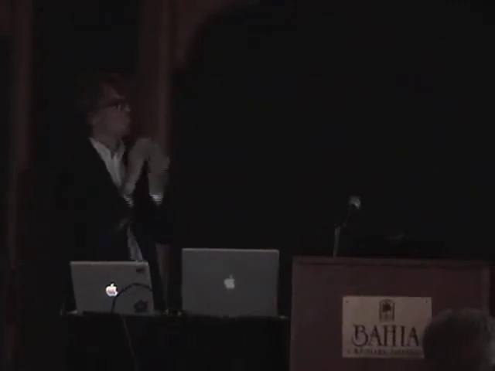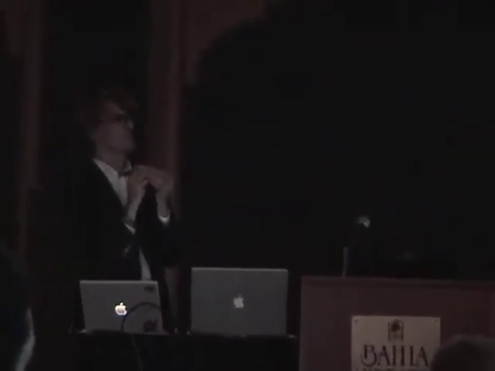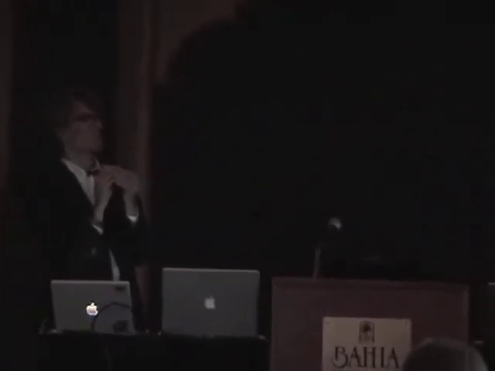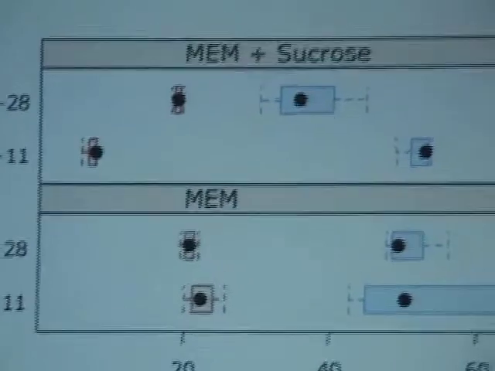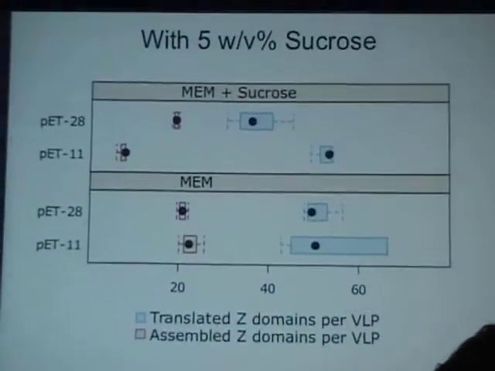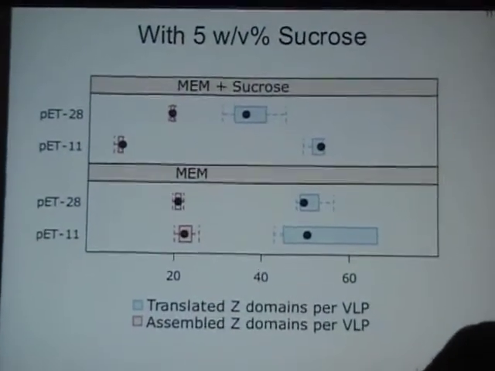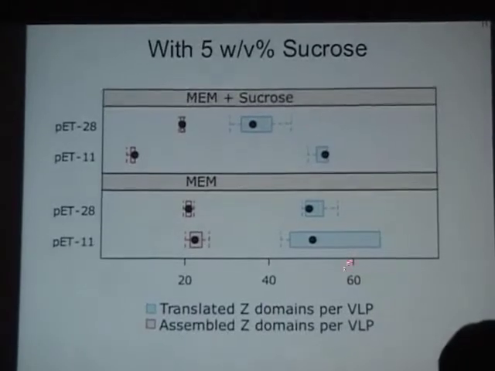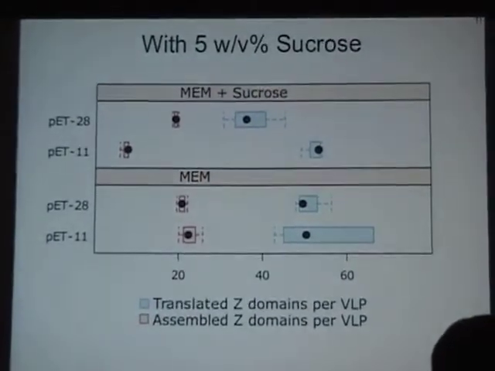Unfortunately, what we noticed was that when you use the PET11 vector under these same conditions, you actually suppress incorporation of the Z domains into the particles. I'll pause a moment here to introduce these color codes. The blue bars are what are theoretically the greatest number of Z domains per particle that we could get based on the amount of expressed protein. And the red bars are what we actually observe after the purification steps. So this just gives you an idea of the lack of correlation between what's incorporated and what's produced.